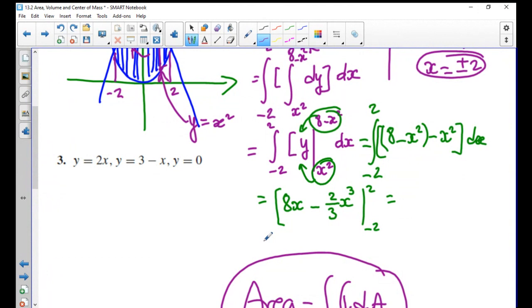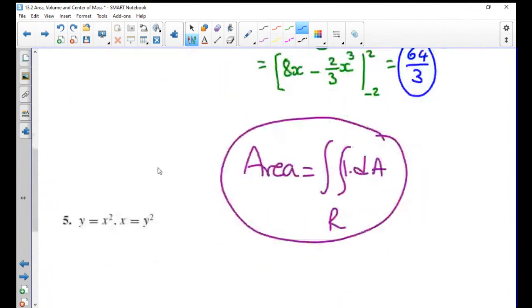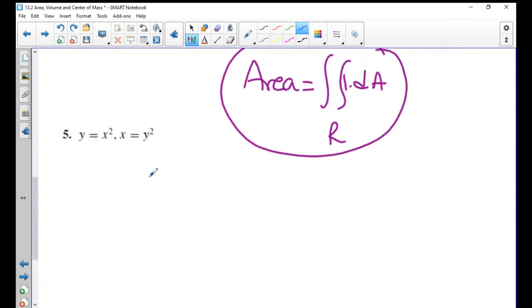It's basically the value of this at 2, which is 16 over 3, which is 32 over 3, multiplied by 2. Yes, 64 over 3 is the correct answer. 64 over 3 square units is okay. So try 5.